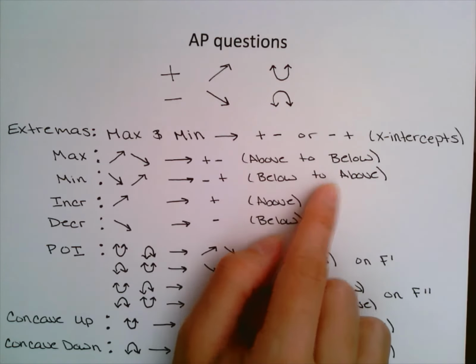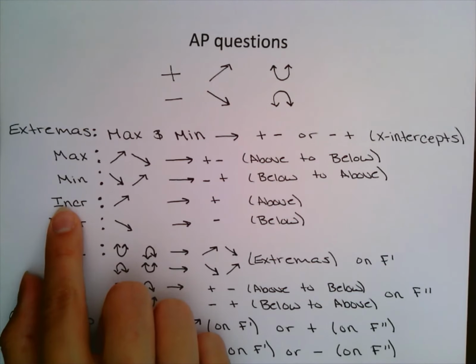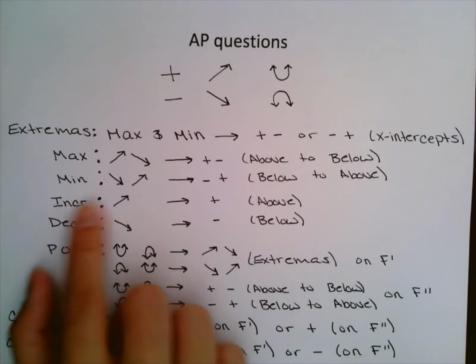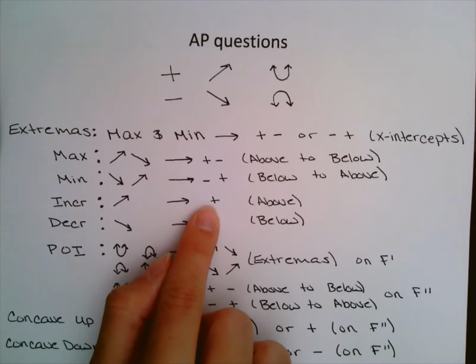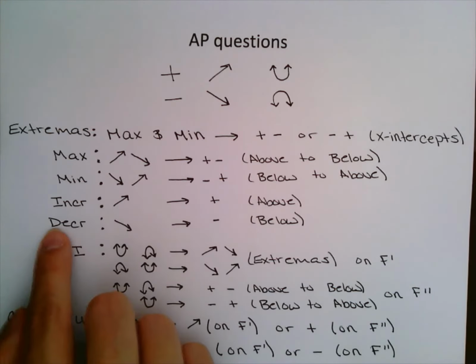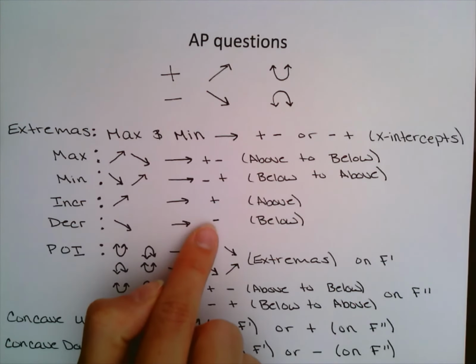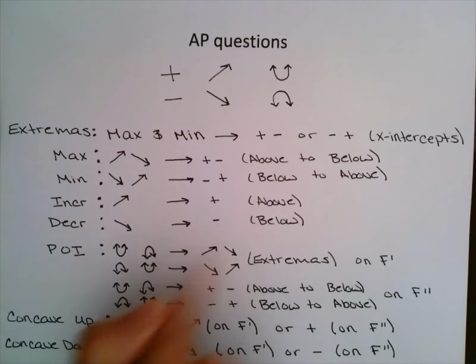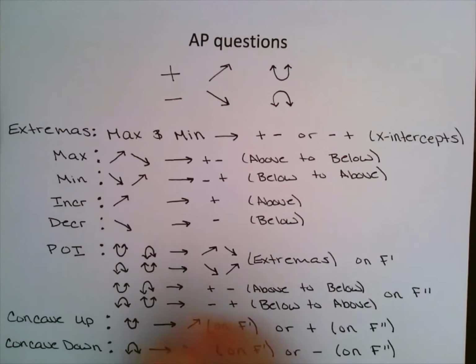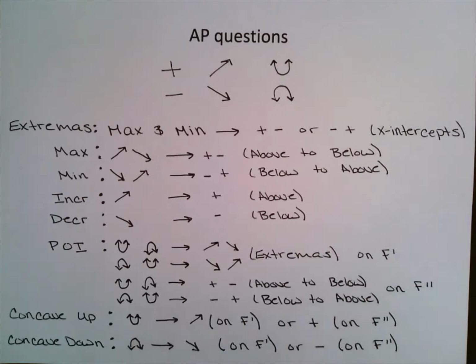If I ask you where the original function is increasing, then you're just going to look for where the first derivative is positive or above. If I ask for where the function is decreasing, then on the first derivative graph, you're going to look for where it's negative, where it is below. Okay? Now, let's move on to information about what the second derivative does.